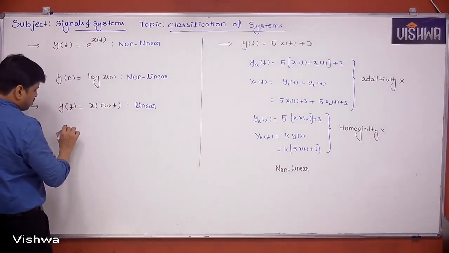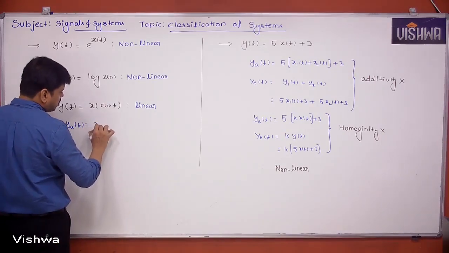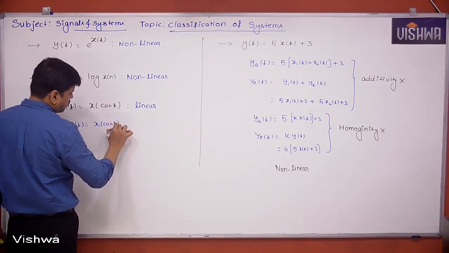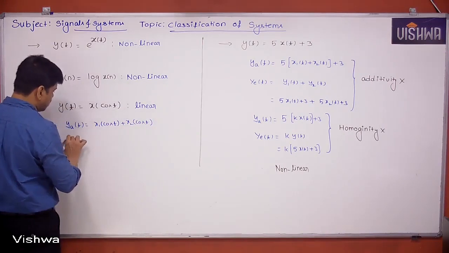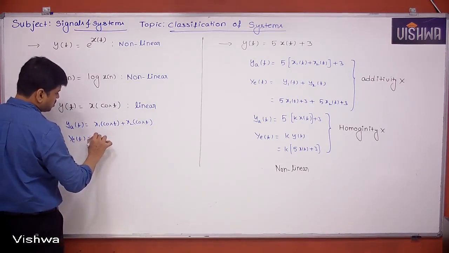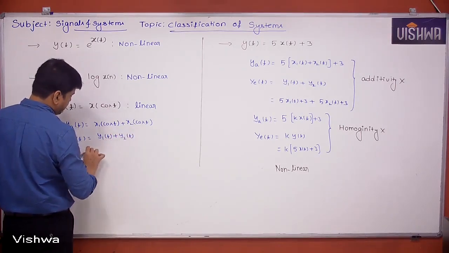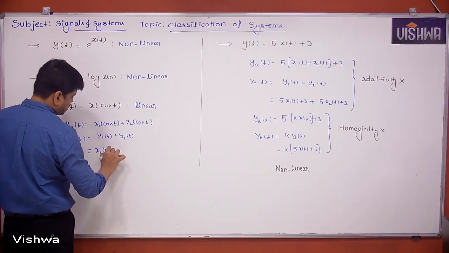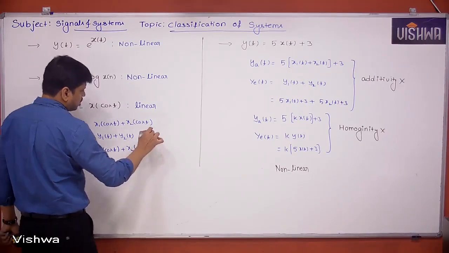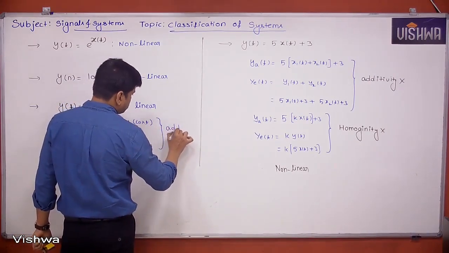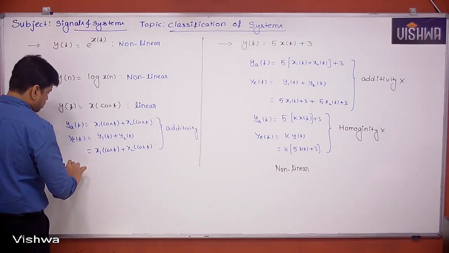So let's say the actual output for the additivity principle is x1 of cos t plus x2 of cos t. In the similar manner, the expected output is also the same, which is y1 of t plus y2 of t, which is again x1 of cos t plus x2 of cos t. So it satisfied the additivity principle.